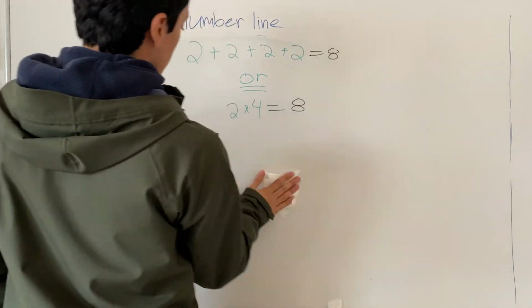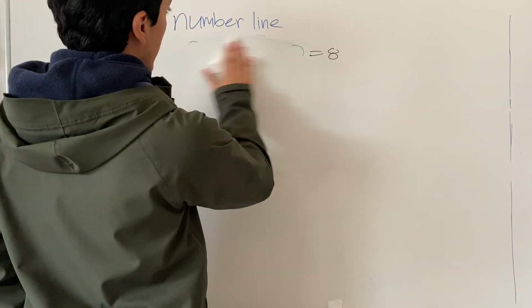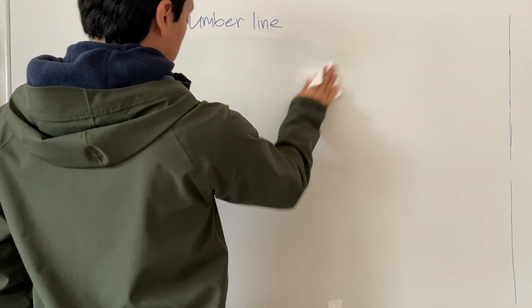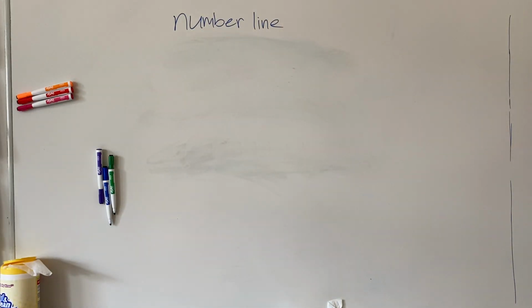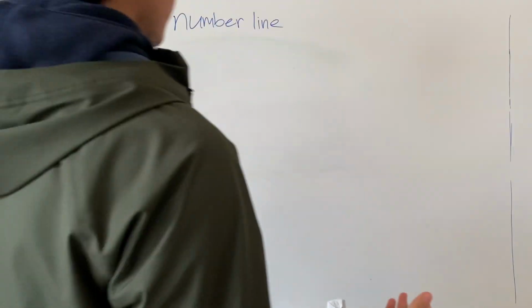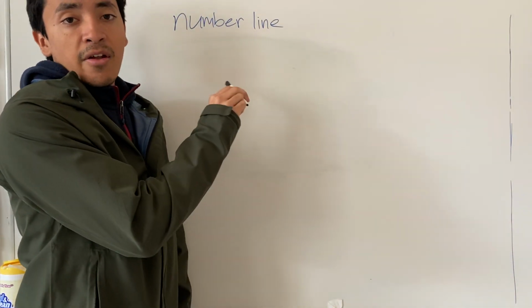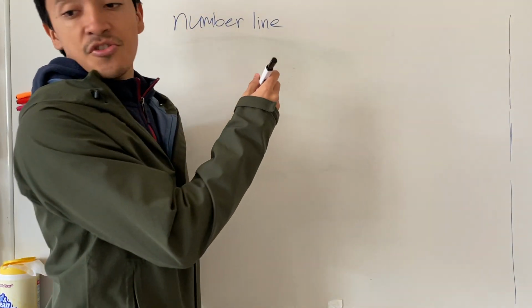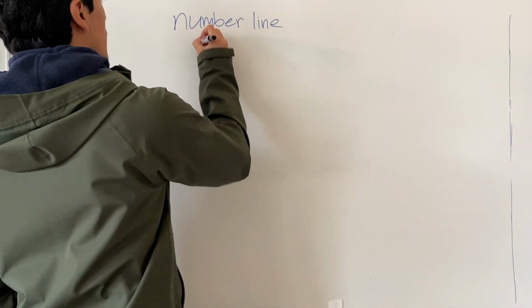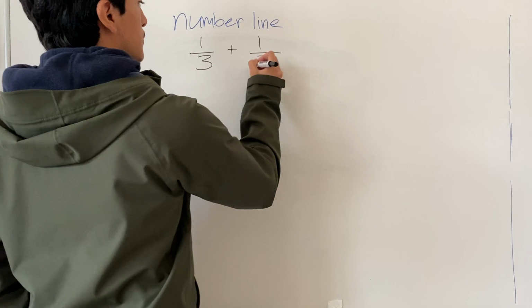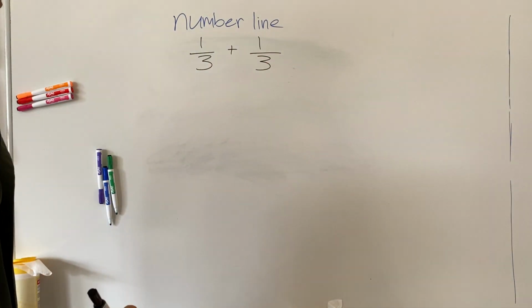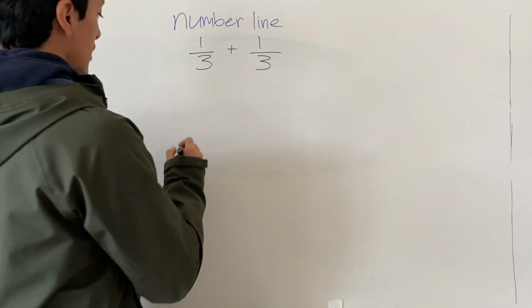But now let's take a look at why a number line is useful and why I made us do these simple examples. It turns out when we're dealing with fractions, a number line is very, very useful. Let's try this example out. Let's say we have 1 over 3 plus 1 over 3. Using a number line, let's see how we can solve this.